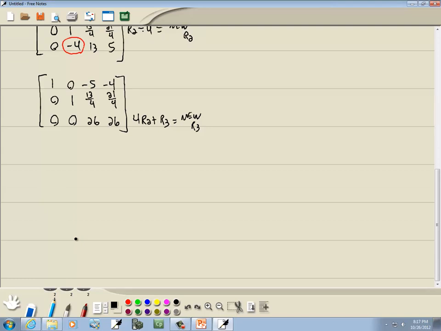Okay. Again, we want our diagonal 1s, so the next logical step, here's my 1s going down, I need a 1 here.